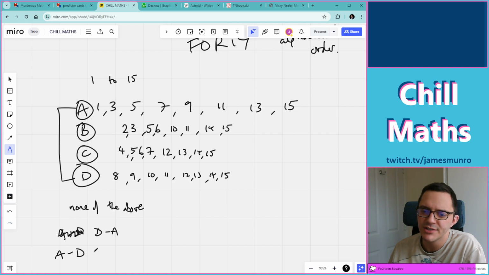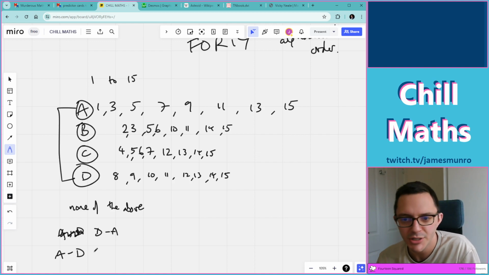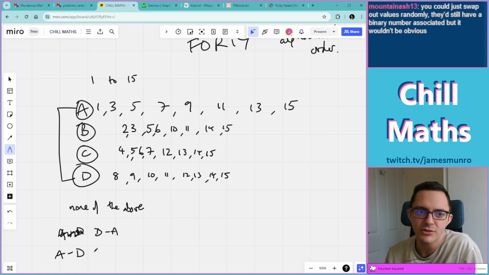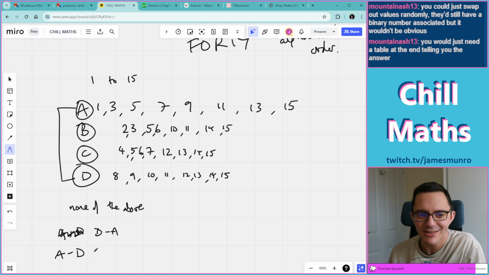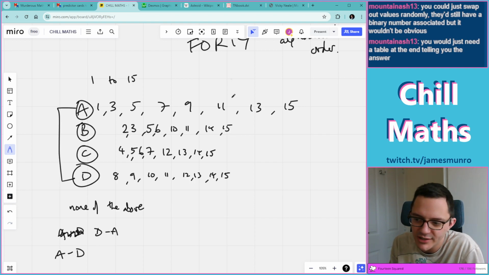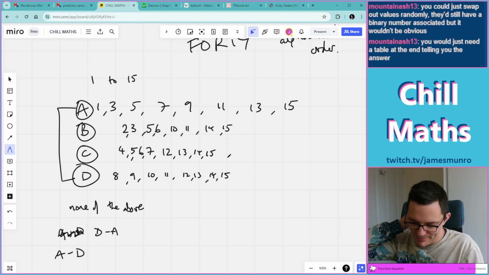How can I combine these together? Okay, I think we found a good question. How can I combine these 2 lists together, A and D, to do something? Yeah, swap out values randomly. I think I want an example. Still have a binary number associated, but it wouldn't be obvious. Yeah, I think I want to disguise the information, but binary information is quite a good idea, and it leaves you these nice lists. Then I need a table.